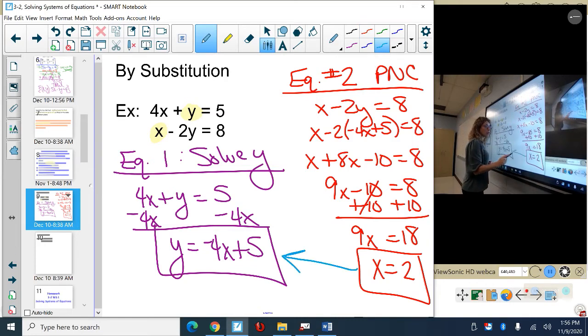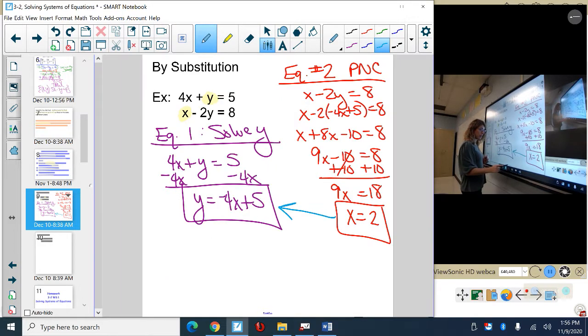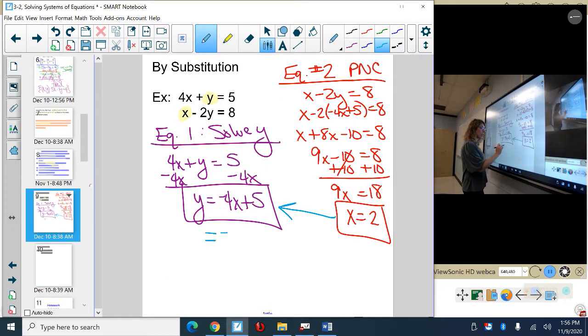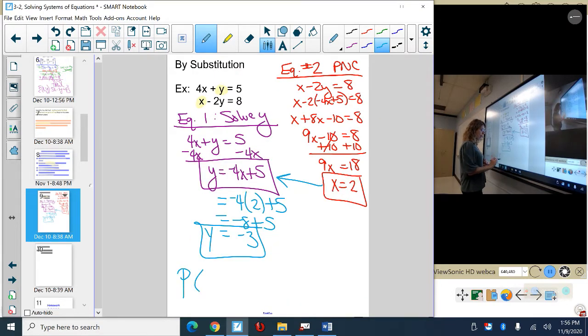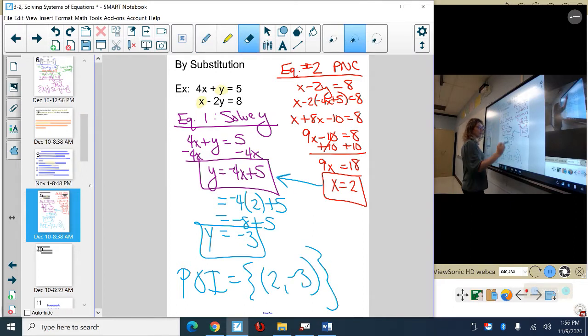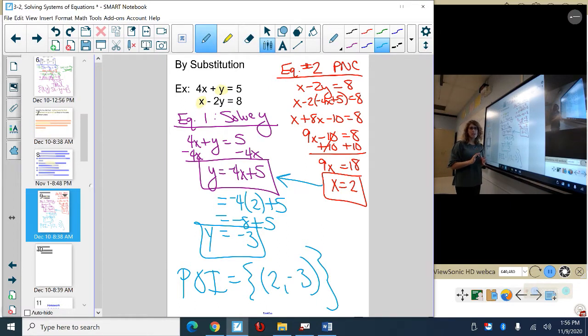Take that 2 and go right into the box that is already solved for y, and plug and chug. Negative 4 times 2 plus 5, negative 8 plus 5 gives you negative 3. So that means my POI is the point 2, negative 3. And you're done. That is substitution.